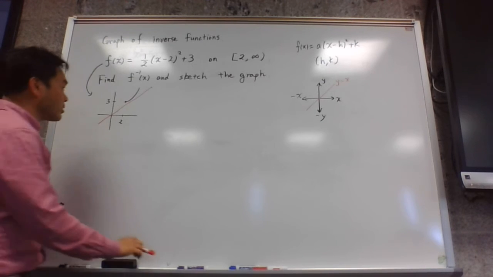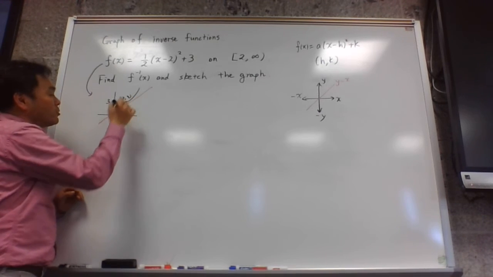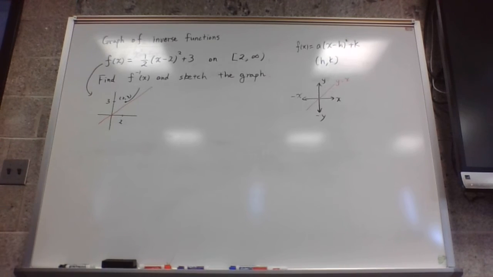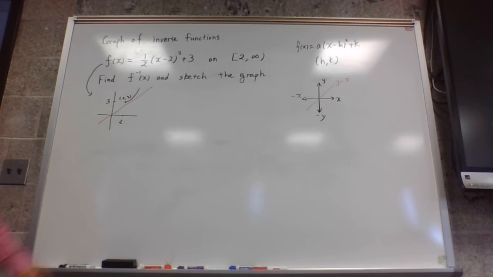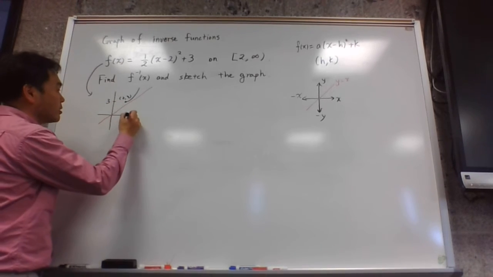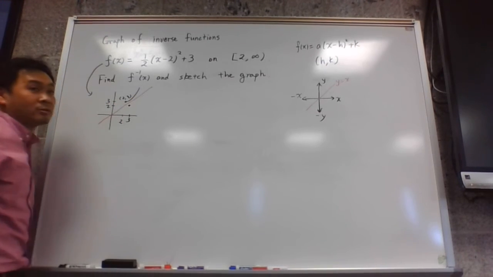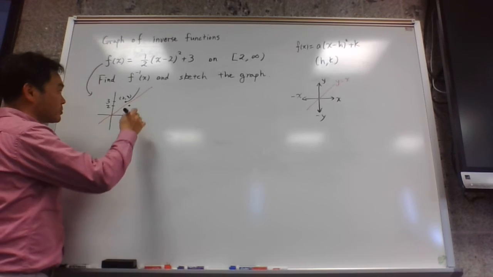Okay, let's see how that works. First, this point (2, 3), if you flip it over the diagonal, what will be that coordinate? Flipping over the diagonal is switching x and y, right? So what's the new coordinate that this will go to? (3, 2), right? So here's 3, here's 2, and this is the new point. So that's the new vertex.